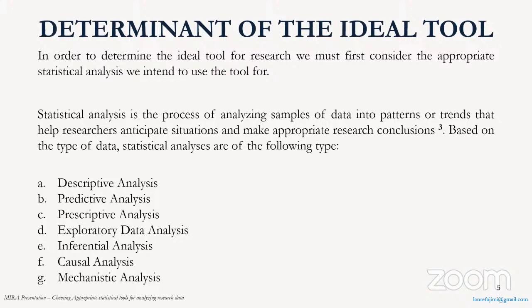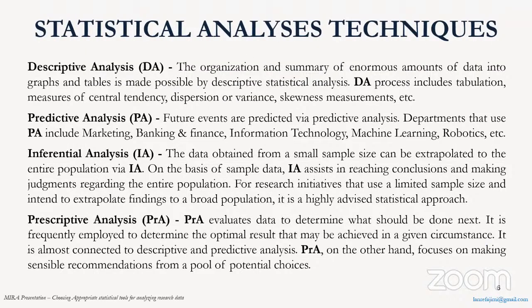Then we have 7 categories. The first is the descriptive analysis. What is descriptive analysis? Descriptive analysis is just the organization and summary of enormous data into tables or graphs to make it as descriptive as possible. The descriptive analysis includes tabulation, measures of central tendency, that's your mean, median, mode, variance, skewness, and so on and so forth. The second type is the predictive analysis.